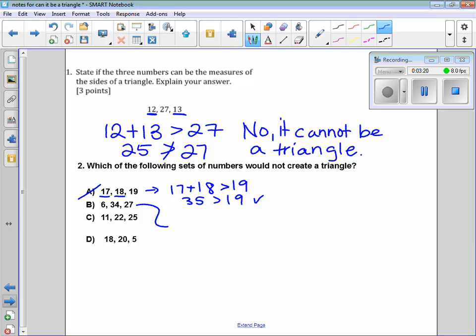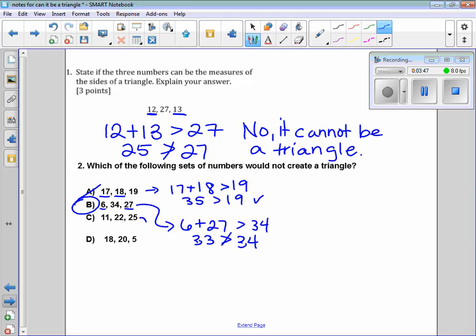So now we look at B. Our two smaller sides are 6 and 27. 6 plus 27 has to be greater than 34. 6 plus 27 is 33. 33 is not greater than 34. So this one is not a triangle, which is what the question is asking us. So our answer is B.